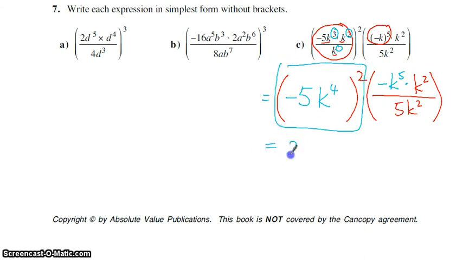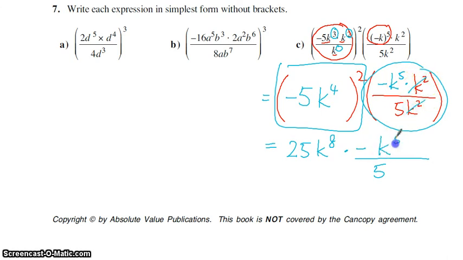You square this, become 25K8. Power on power. The negative is become positive. Here, let's deal with this whole thing. Negative remain negative. Okay, the 5 remain in the bottom. K2, okay, the K2, K2 cancel out, leaving a K5.